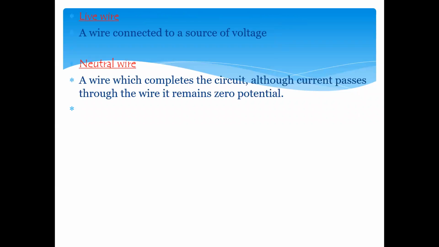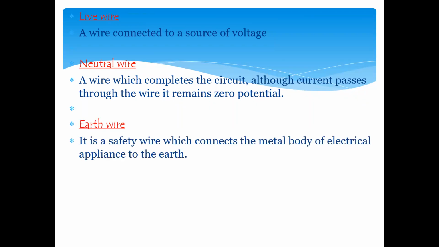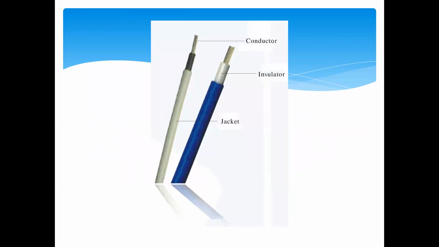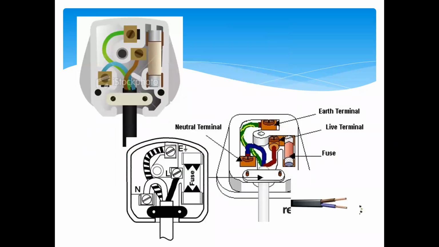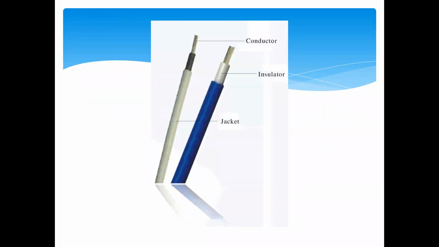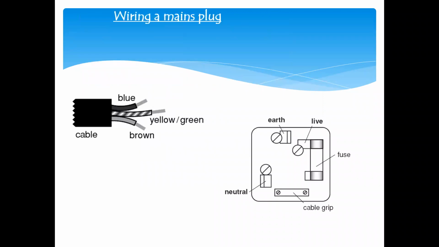So what is a live wire? A wire which is connected to a source. What is a neutral wire? It completes the circuit. And what is the earthing wire? It is connected to a metal body to protect a person from getting an electric shock. Is it clear, the dangers of electricity and how we can make the use of electricity safe?